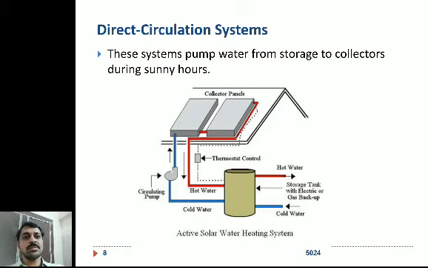It is also known as active solar water heater system. Active. The other one is passive. So here it is active. There is a mechanical device to maintain the circulation. I hope it is clear the difference between direct circulation system and thermosiphon.